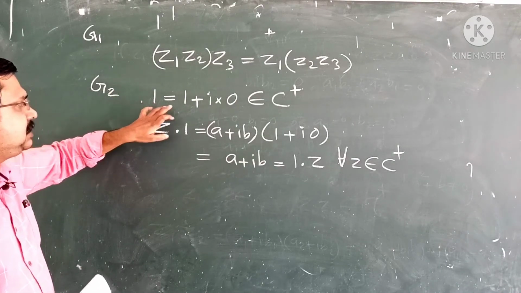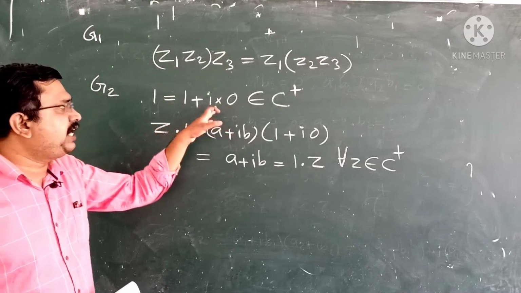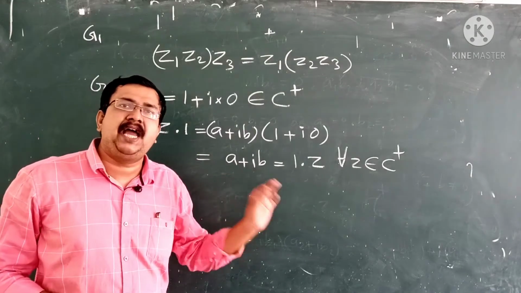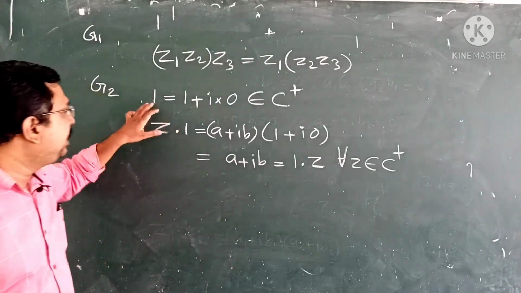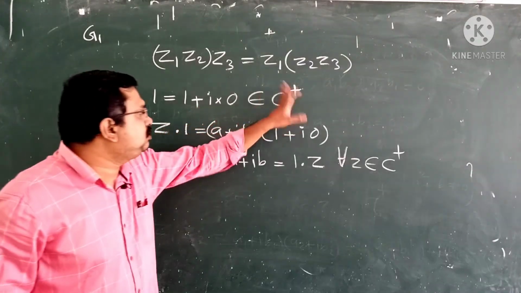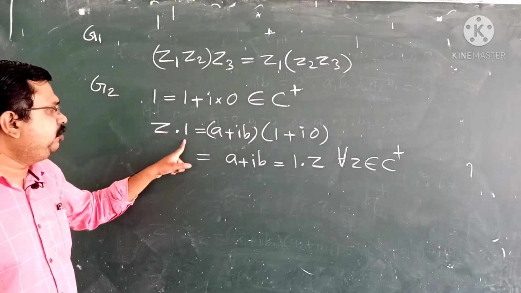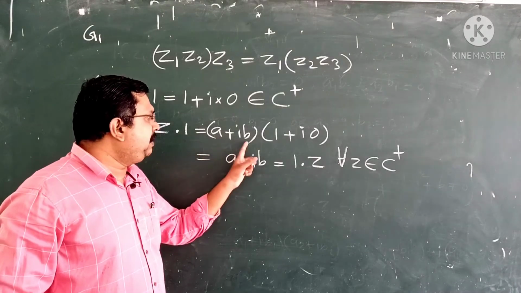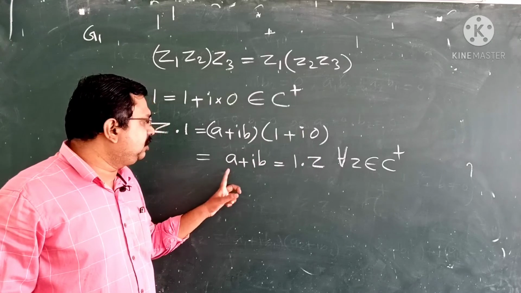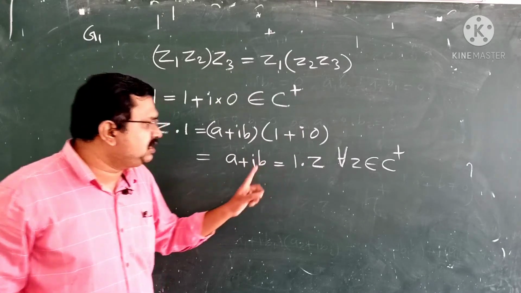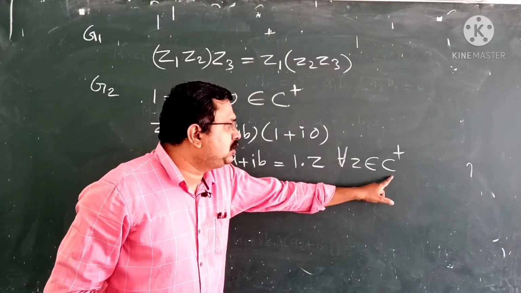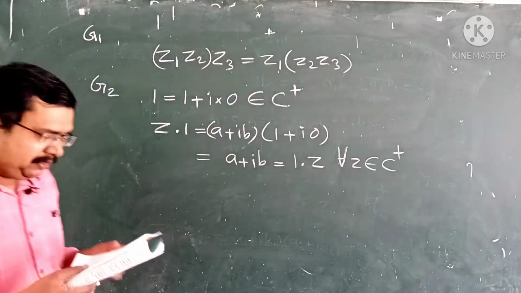Okay, remember that the element 1 is the identity element. 1 can be written in the form 1 plus I0, since the standard form of a complex number is A plus IB, where A and B are real numbers. Here 1 can be written as 1 plus I into 0 belongs to C plus. Then Z into 1, what is Z? A plus IB is Z. Z into 1 plus I0 is equal to A plus IB, which is equal to 1 into Z, for every Z belongs to C plus.